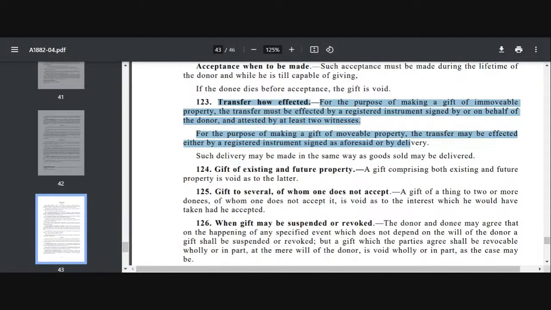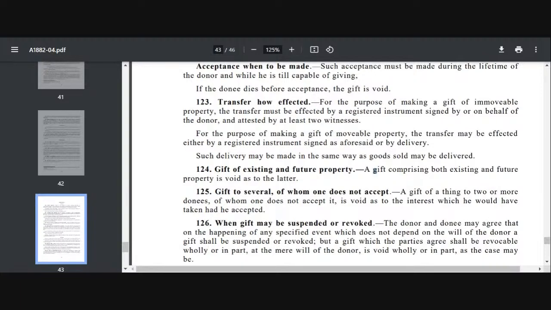And if you are gifting to several persons of whom one does not accept, then a gift of a thing to two or more donees of whom one does not accept is void as to the interest which he would have taken had he accepted. And gift of both existing and future property is void. Okay, so this section is making very clear that gift of future property is void.